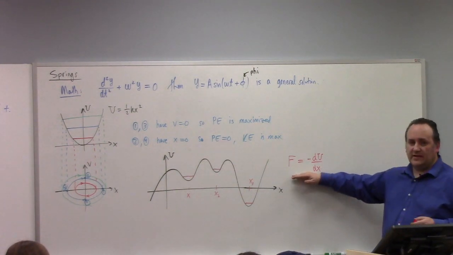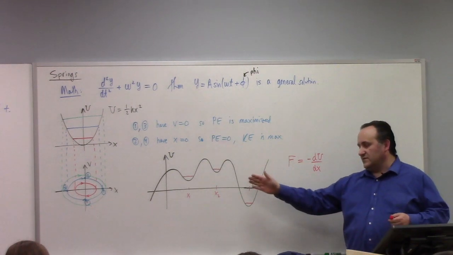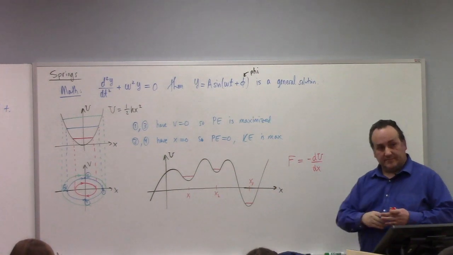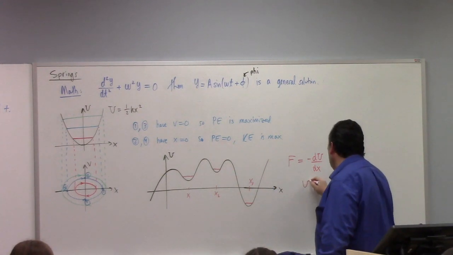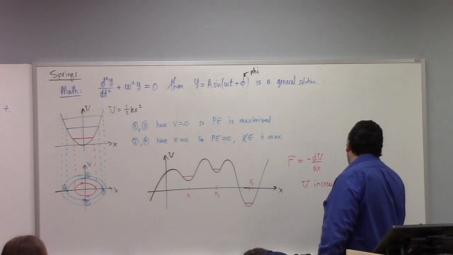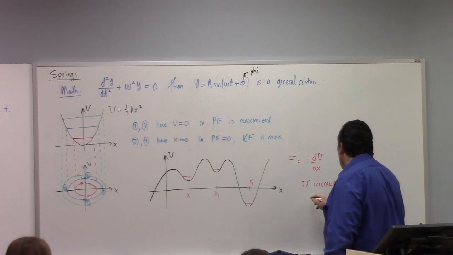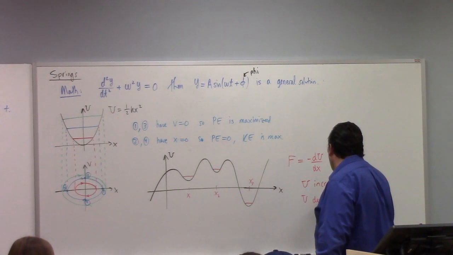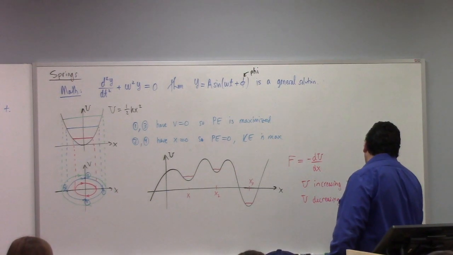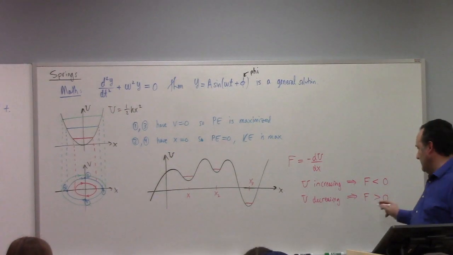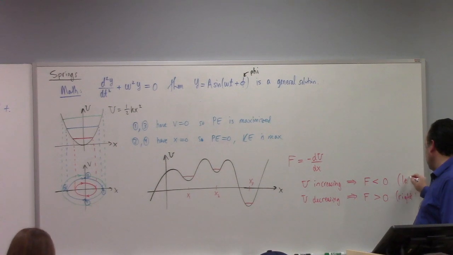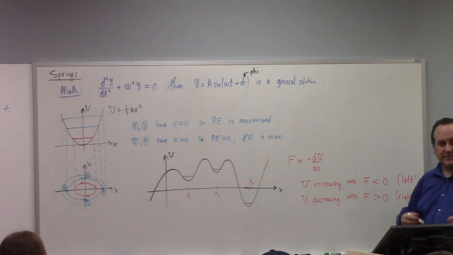Since F is equal to minus dU/dx, when the potential is increasing, that makes the force go to the left, right? U increasing implies that the force is less than 0. U decreasing implies that the force is positive. And here, positive is rightward, and negative is leftward, left-directed, right?